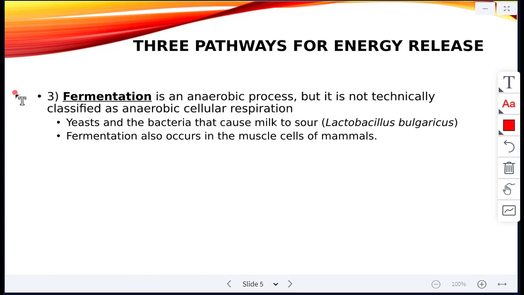And the last one is fermentation. It is also an anaerobic process, but it's not classified technically as anaerobic cellular respiration. It occurs in yeasts and the bacteria that cause milk to sour, Lactobacillus bulgaricus, and then it also occurs in the muscle cells of mammals, and we'll talk a bit more about that later.